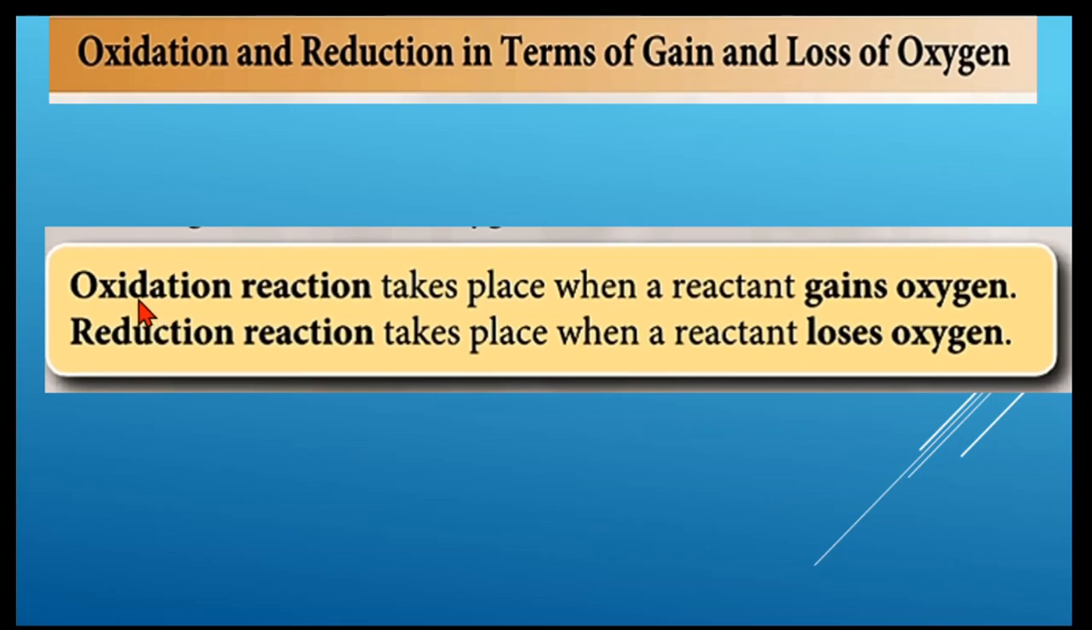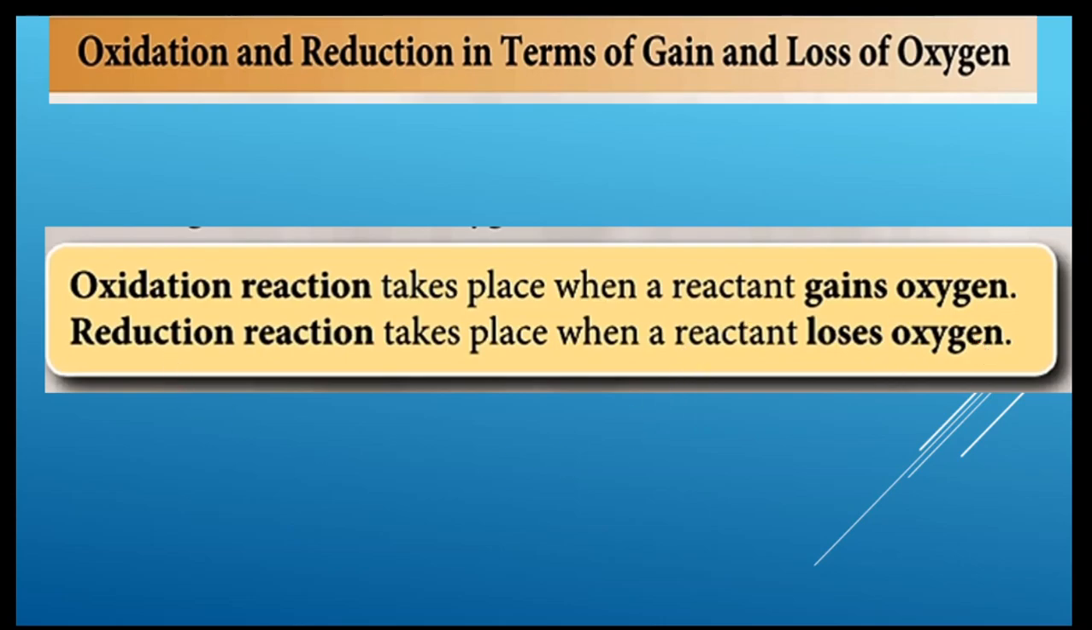Oxidation reaction takes place when a reactant gains oxygen. Reduction reaction takes place when a reactant loses oxygen. You must remember and memorize this. Selalunya ini yang membingungkan para pelajar. So, kamu kena ingat dari term gain or loss oxygen. Kalau satu reaktan itu menerima oksigen, dia mengalami oxidation. Kalau reaktan itu kehilangan oksigen, dia mengalami reduction.